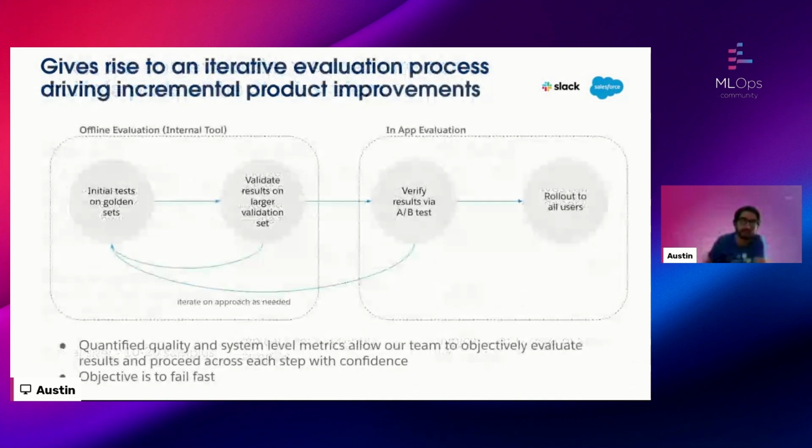And so what this does is it gives rise to an iterative evaluation process that allows us to ensure that at each stage gate, we are driving continual product improvements and that we're moving forward with confidence. And by having this stage gate and prototyping capability, it allows us to fail fast and prototype a variety of different approaches very, very quickly, and only push forward the ones that we actually think will drive value according to our quality metrics.